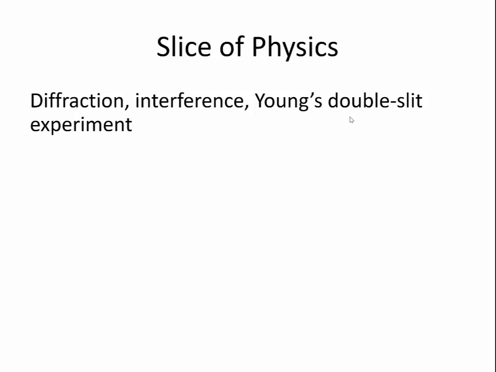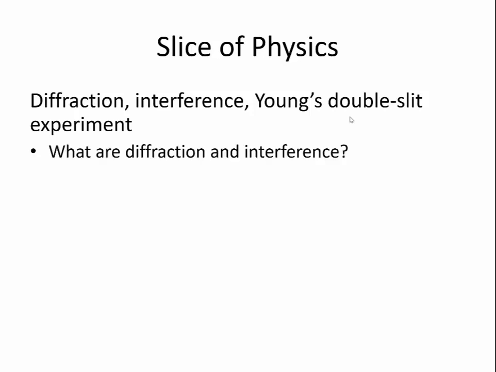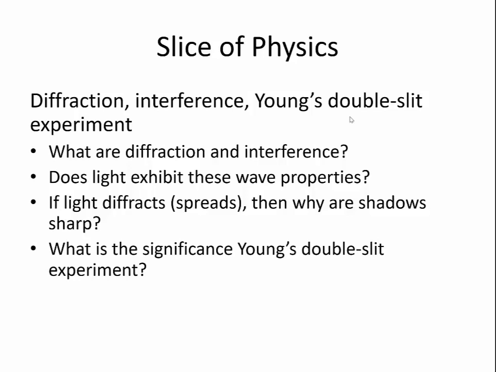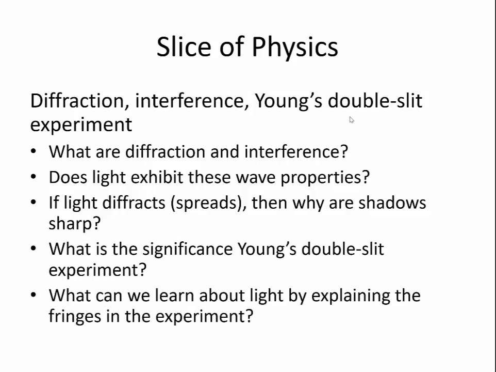So first, we will talk about the properties of diffraction and interference, which are specifically wave properties. We'll see if light exhibits these, and if light does diffract, i.e. spreads, we'll talk about why shadows are sharp, and then we'll look at some of the significance of the Young's double-slit experiment, and finally talk about what we can learn about light by explaining the observations of this experiment. All right, let me start with the experiment itself.